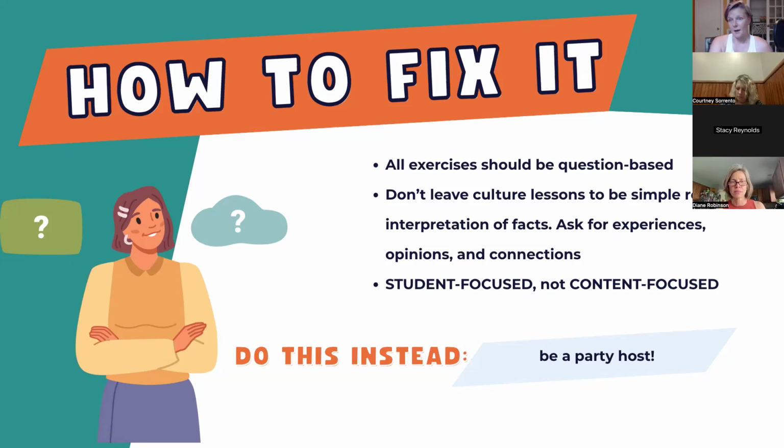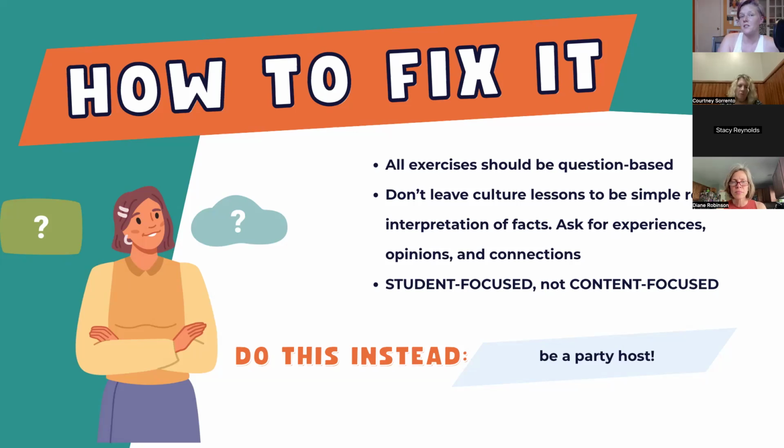Another way that this happens when we get content obsessed is we often, when we're working with cultural artifacts or resources or authentic texts, we're trying so hard to make sure that our students understand the importance of a festival or the perspective of this or that, that it becomes a lot of recall. It becomes a lot of interpretation of facts. It becomes a lot of true false responses. So, how can you bring the student experience back into this?